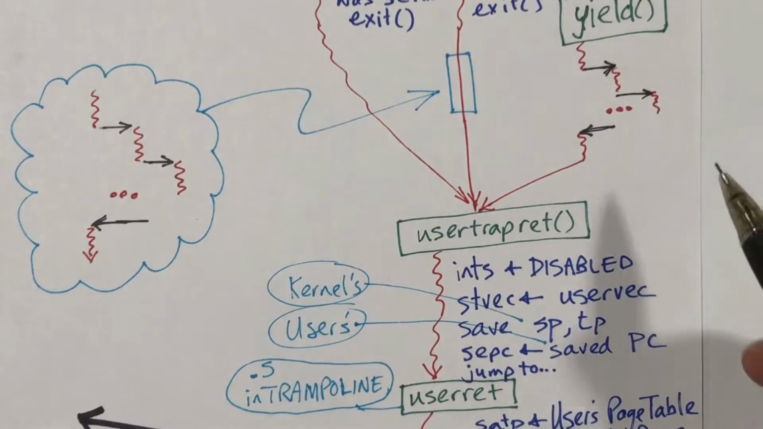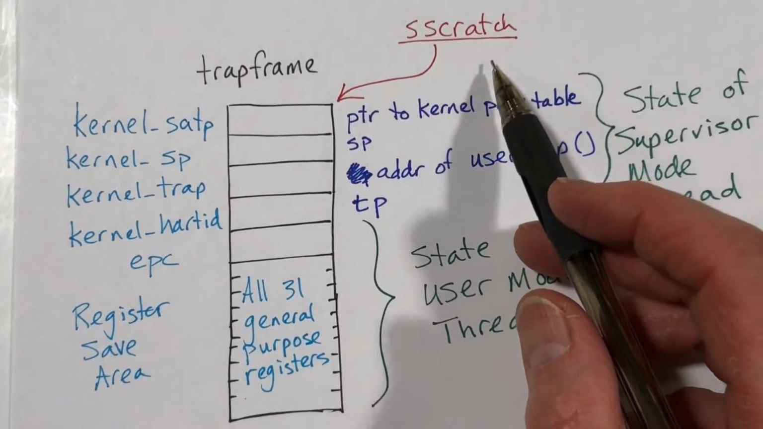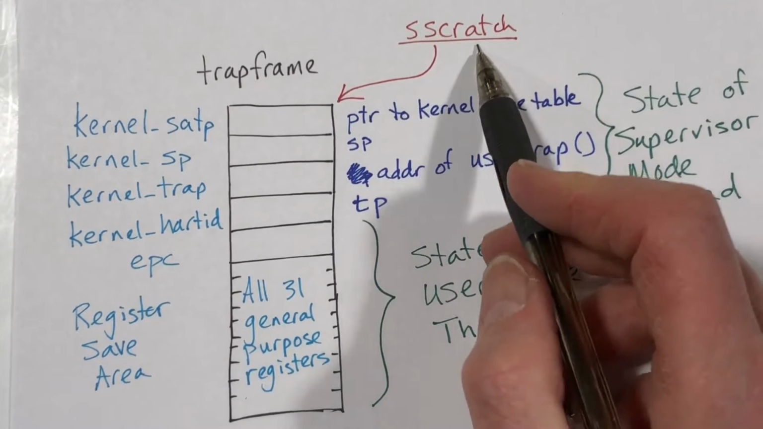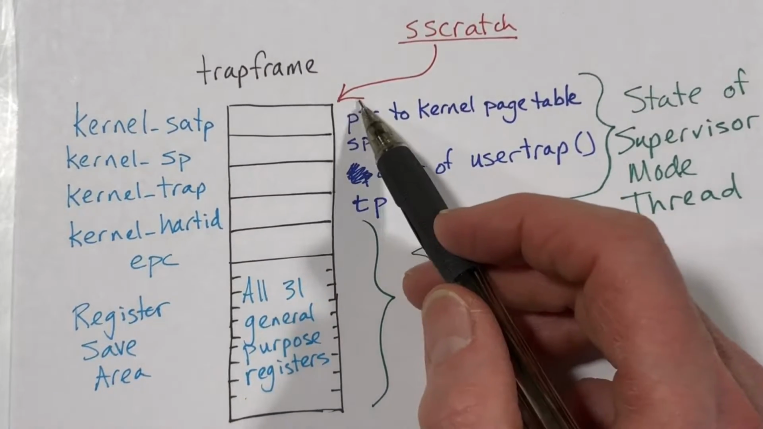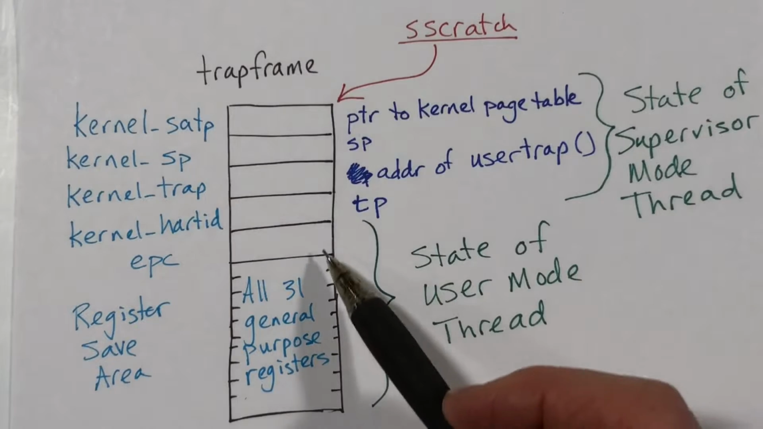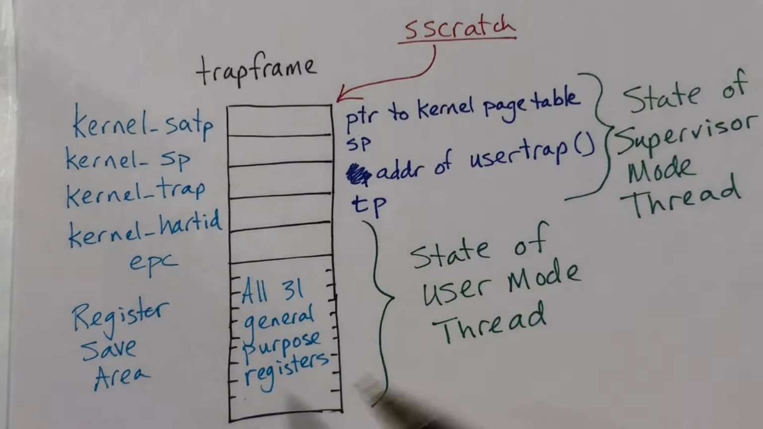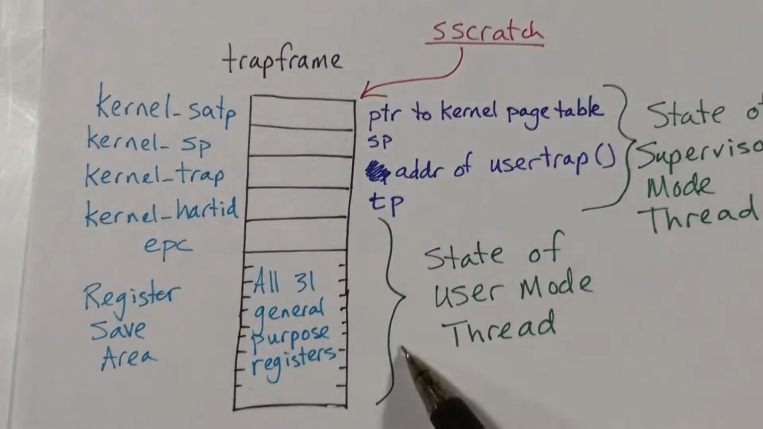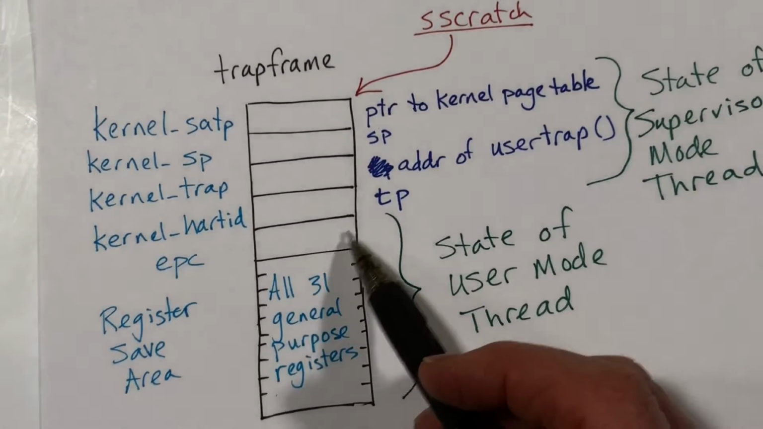Okay, so let's now take a look at some of the data structures that are involved. First of all, let's take a look at this TrapFrame. While we're executing in user mode, there's a control and status register called sscratch, and it will point to this TrapFrame, and that will be useful. This contains the place where we will save the user mode registers. So when we save the registers and the PC in the TrapFrame, that information will be saved here.